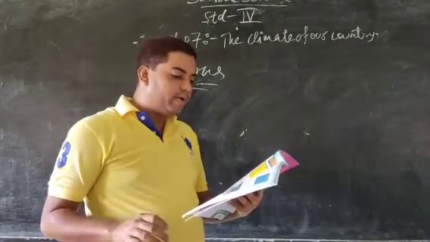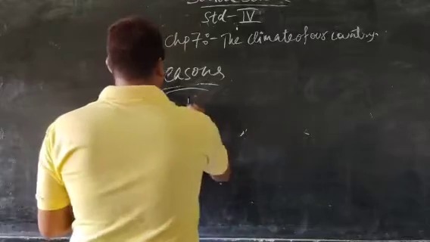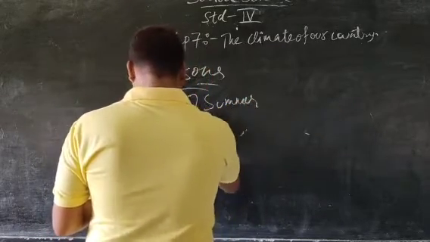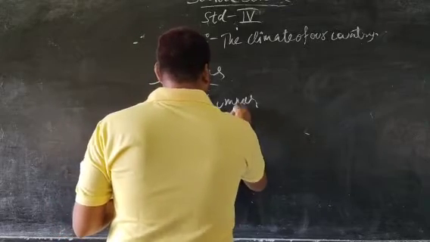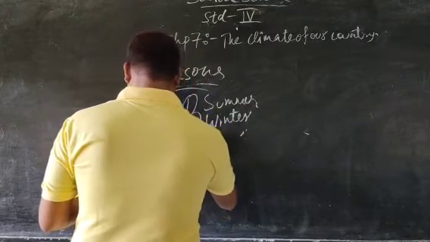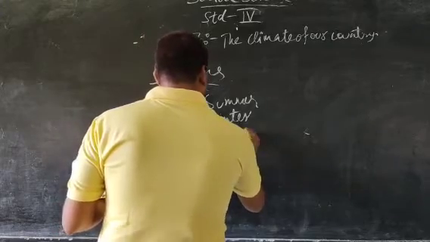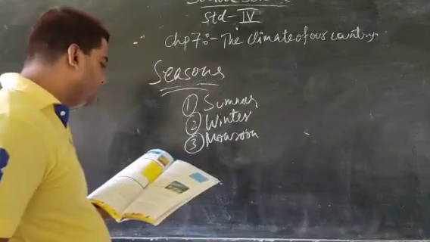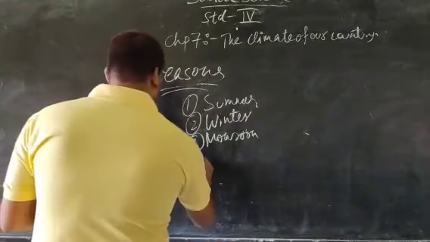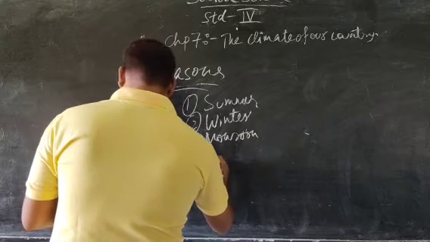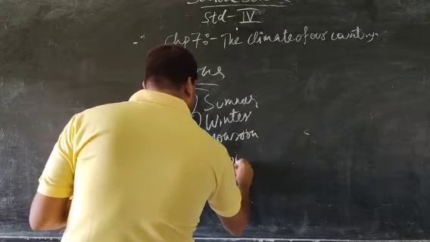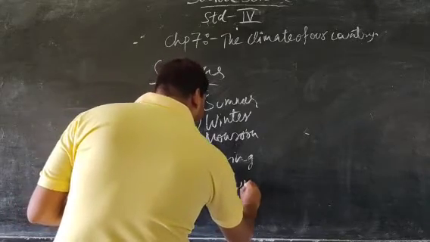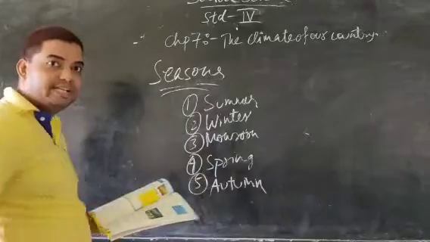So in India, my dear children, we have 3 main seasons. The first, we have summer. Second, we have winter. And the last, we have monsoon. Now, in some other areas, we have some other types of seasons also, which are spring and autumn. So let's study them now individually.